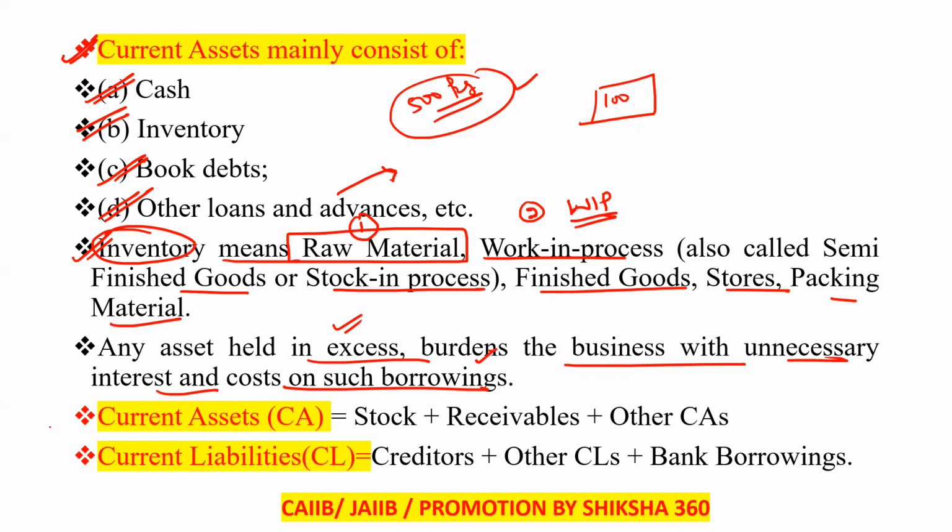So what are current assets here? I will write the two formulas, current assets and current liabilities. Current assets are stock, receivables, which we have to receive from other persons, and other current assets. And under current liabilities are creditors, to whom we have to return payment for raw material taken, other current liabilities, and bank borrowings, clear? Please remember both of these, stocks, receivables plus other current assets, and creditors, other current liabilities plus bank borrowings. You will find these helpful while calculating numericals.